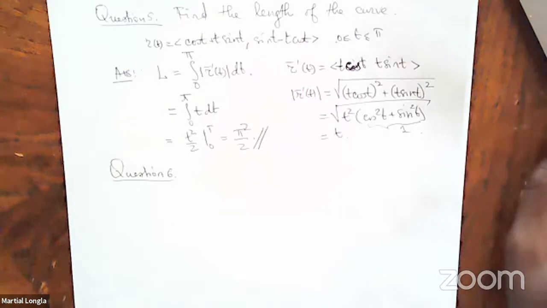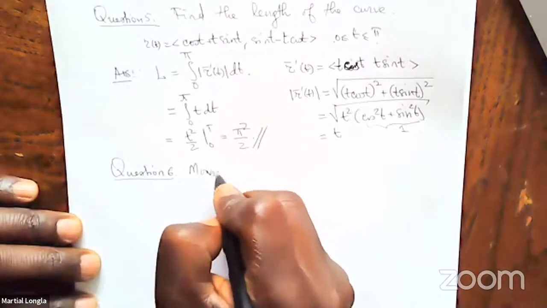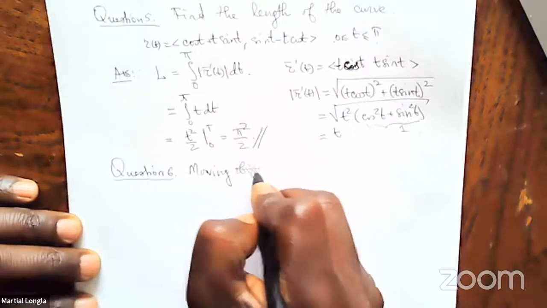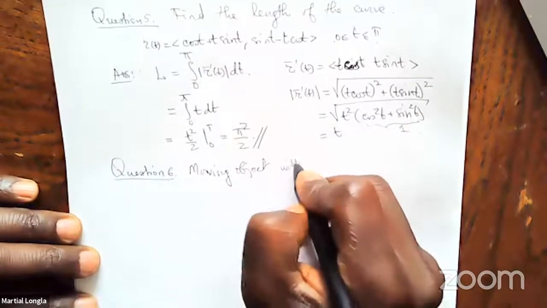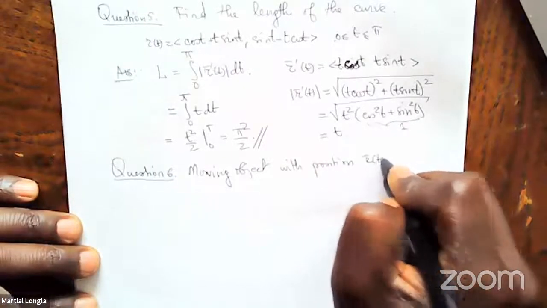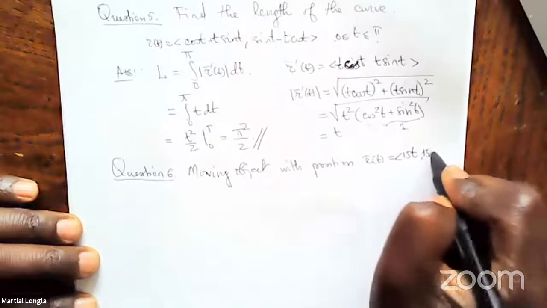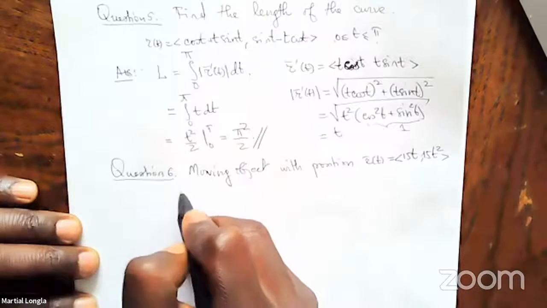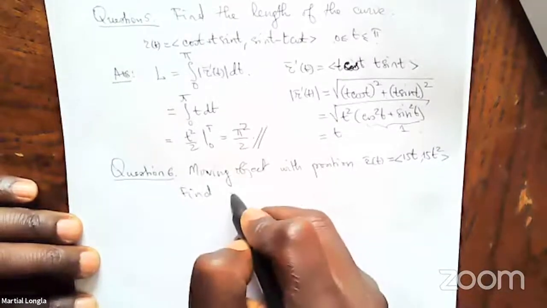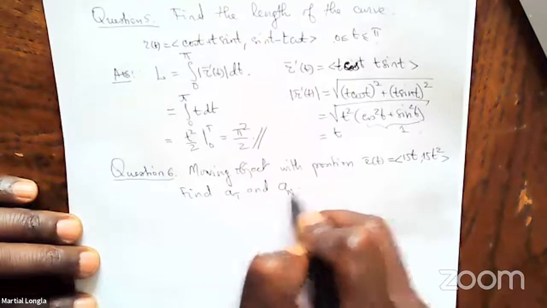Consider the object that is moving along the equation. Find the tangential and normal components of the acceleration. Important. So you say here: moving object with position r of t equals 15t squared. Find a_t and a_n.